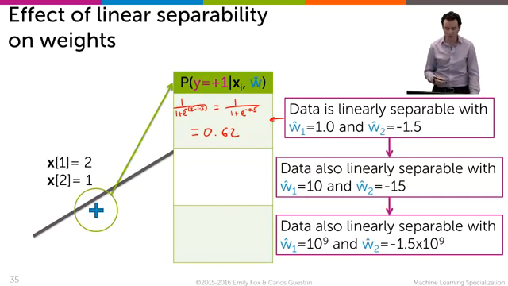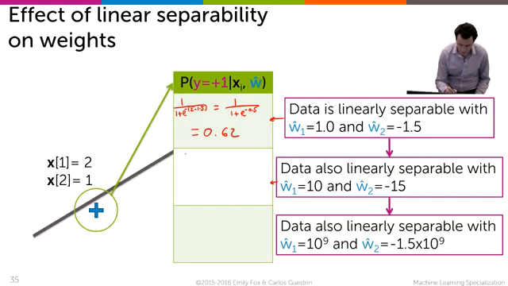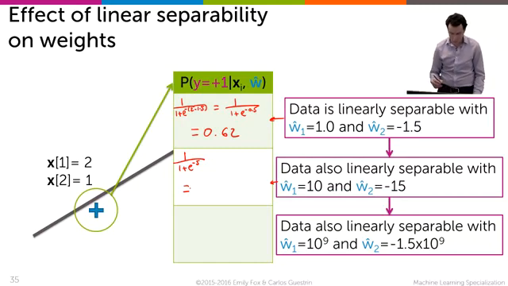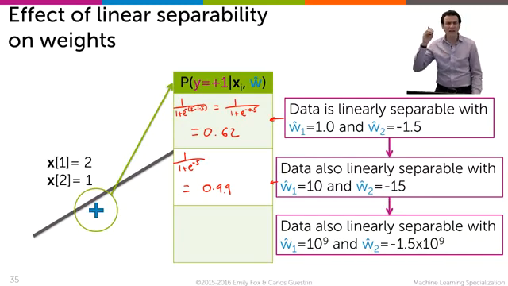So let's see what happens when we use the second set of parameters, 10 and minus 15. So in this case, we multiplied everything by 10. So the probability is going to be 1 over 1 plus e to the minus 5 instead of e to the minus 0.5, which is equal to 0.99. Wow. Now, even though the point is close to the boundary, we are 99% confident it's a positive review. That doesn't seem quite right.